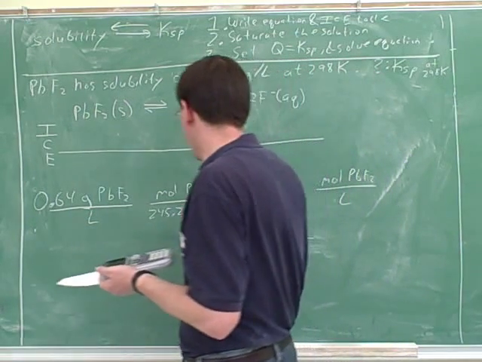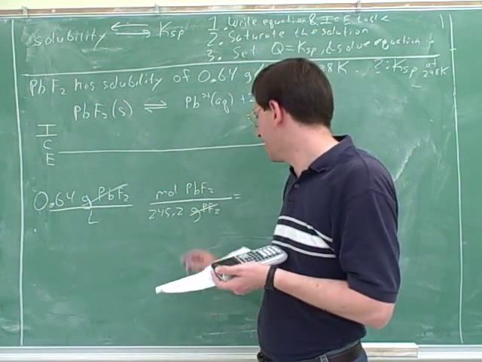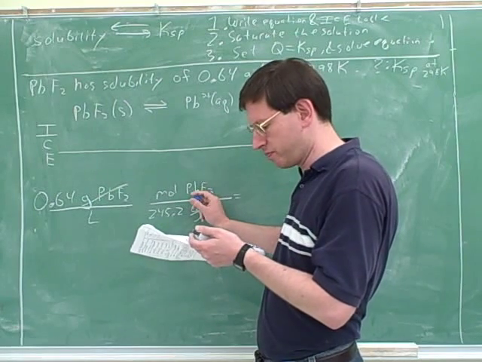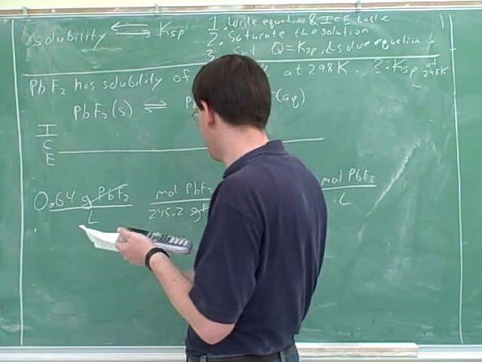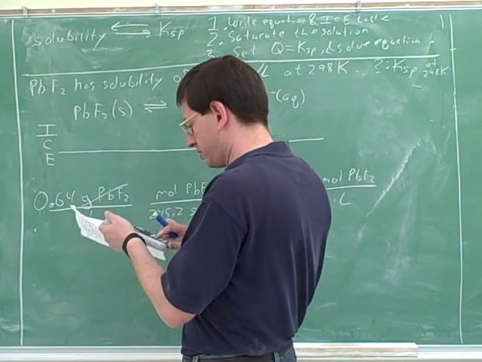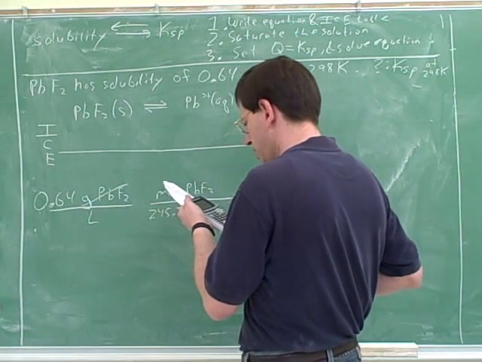So we needed to get rid of the grams. To go from grams to moles, you use the molar mass. This was 207.2 plus 2 times 19 from the periodic table. That gives you a molar mass of 245.2. Then we did 0.64 divided by 245.2. What did you get for that?